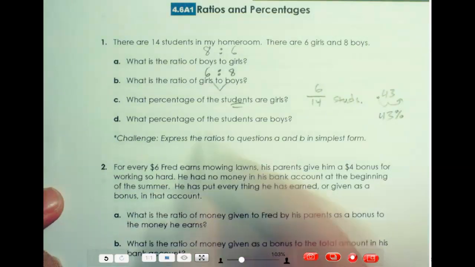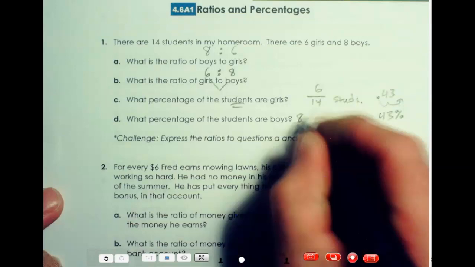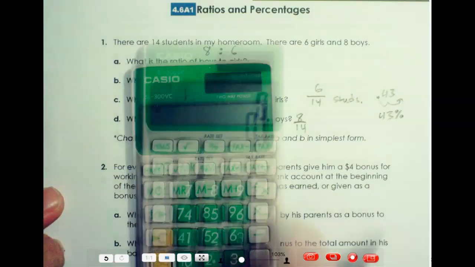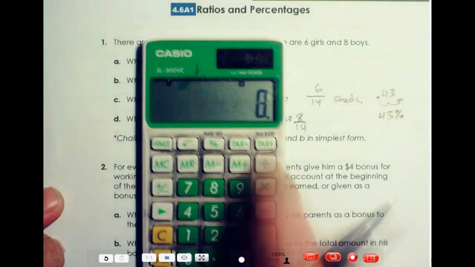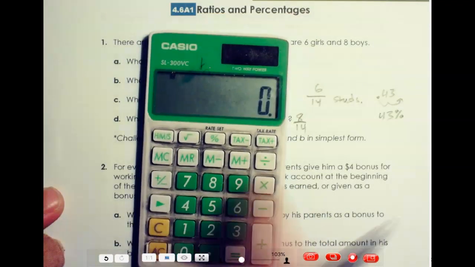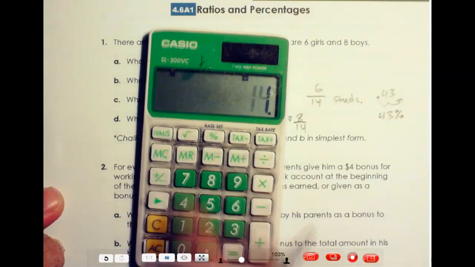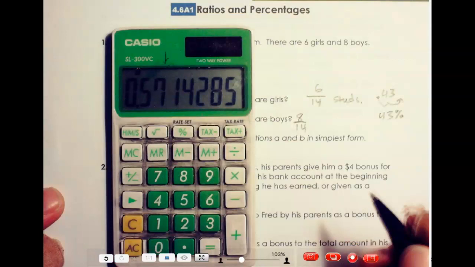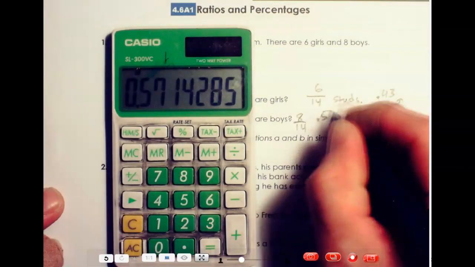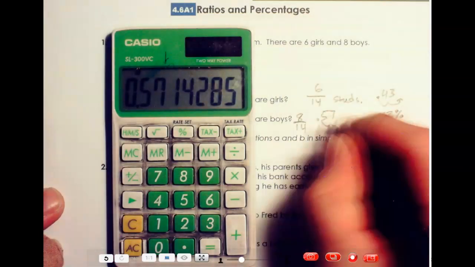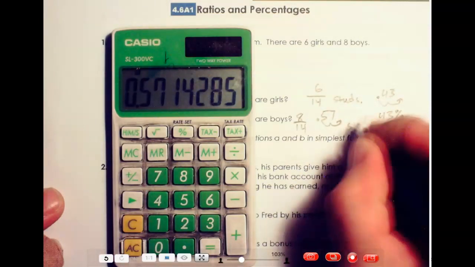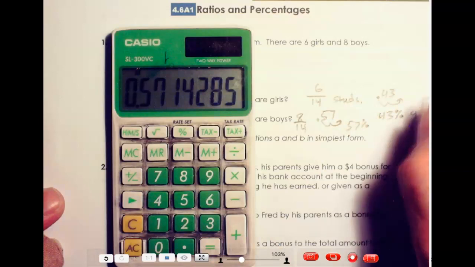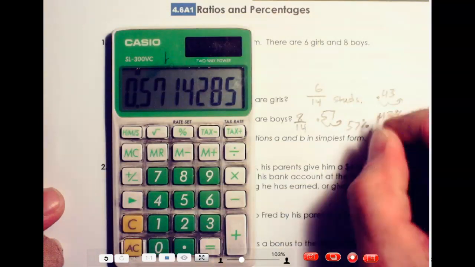So what percentage of the students are boys? Well, that's going to be just the opposite. We got 8 out of 14. 8 divided by 14. That's 57. And rounding to the nearest hundredth, that's 0.57. So that's 0.57, which of course we can multiply by 100, and we get 57%. So this is 43% girls, 57% boys.